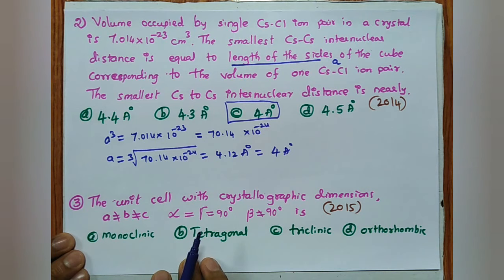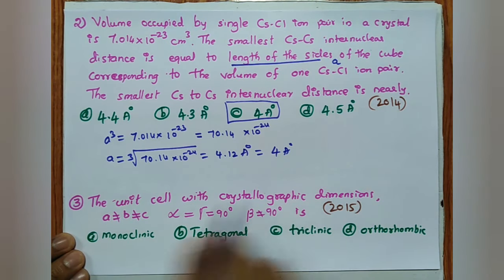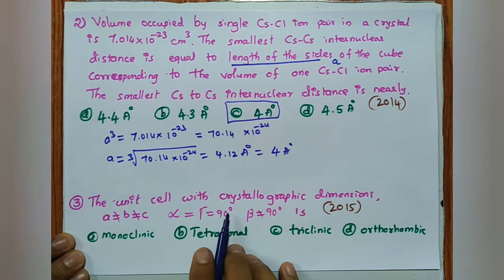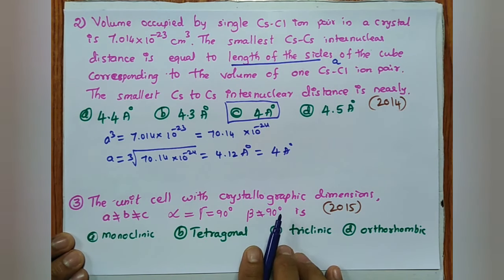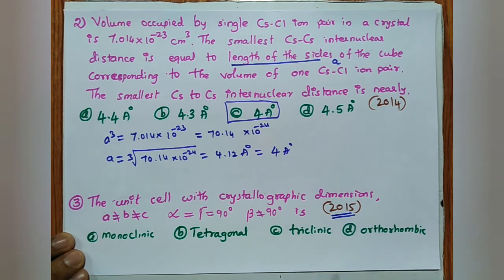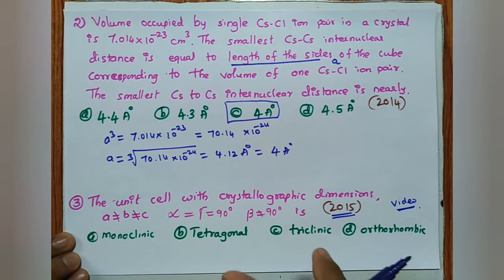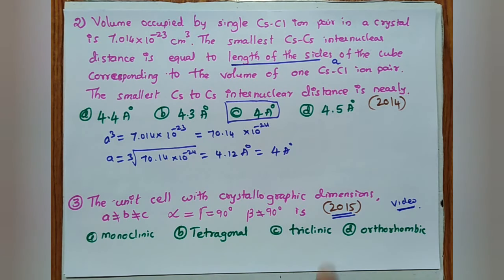Then question number 3. The unit cell with crystallographic dimension a is equal to b is not equal to c, alpha and gamma equal to 90 degrees, beta not equal to 90 degrees. This question was asked in 2015. For this, remember, I have already made a video on the tricks for calculating or identifying the crystal system when the crystallographic dimensions are given.